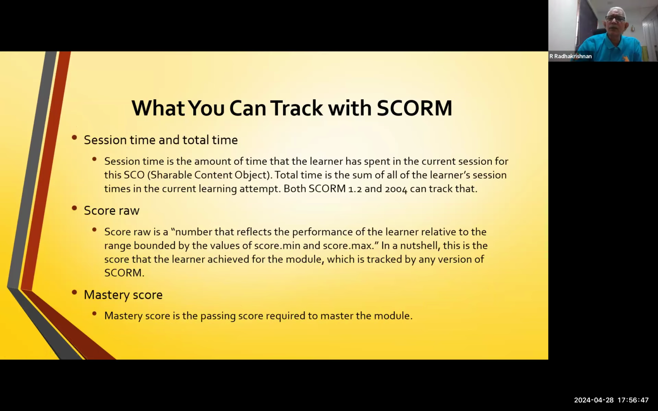Session time also can be tracked by a SCORM system. Then it can take a score raw, the raw scores. It reflects the performance of the learner relative to the range bounded by values of score minimum and score maximum. In a nutshell, this is the score that the learner achieved for the module. So you can track the scores. Then you can also track the mastery score. That is the passing score required to master the module. So if your contents are SCORM compliant on an LMS, these are the benefits you have.